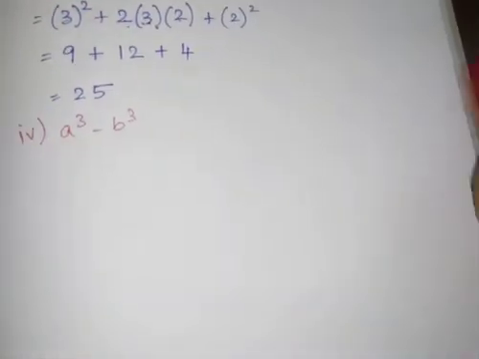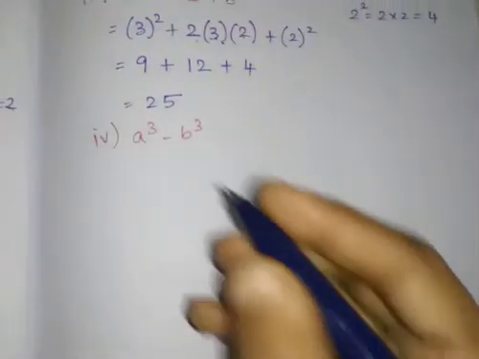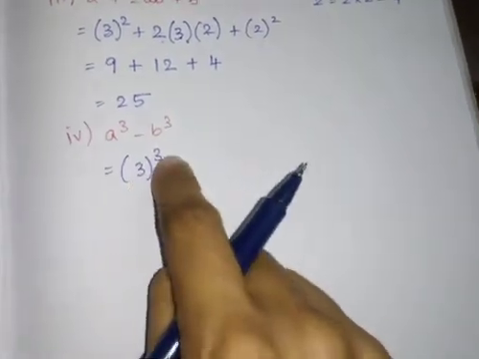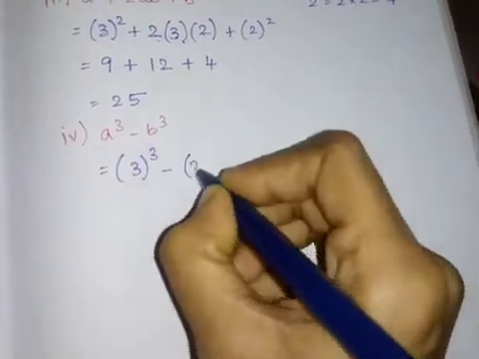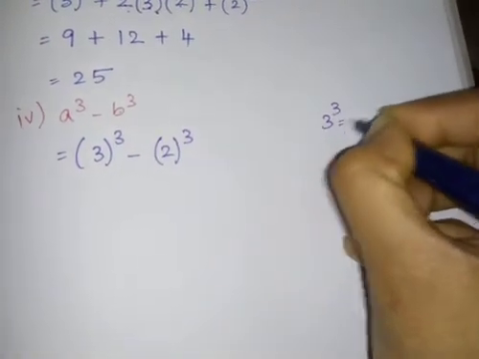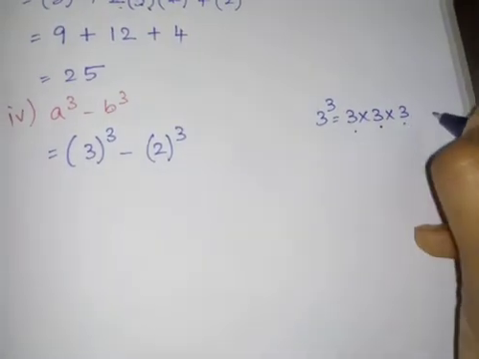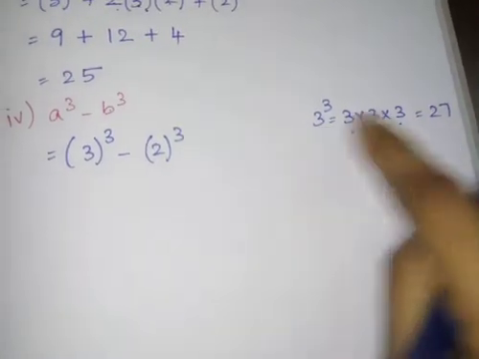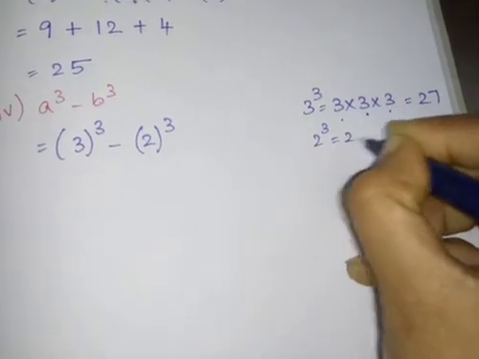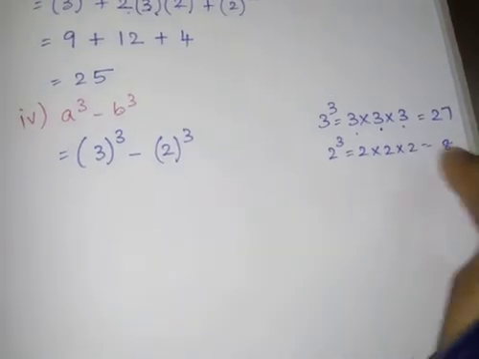Next, fourth problem, A cube minus B cube. What is your A value, children? 3 cube, correct? A value is 3, so 3 cube, minus B value, 2 cube. Now, 3 cube is what? 3 into 3 into 3. 3 3s are 9, 9 3s are 27. So our 3 cube value is 27. Next, 2 cube. 2 into 2 into 2. 2 2s are 4, 4 2s are 8. Our 2 cube value is 8.